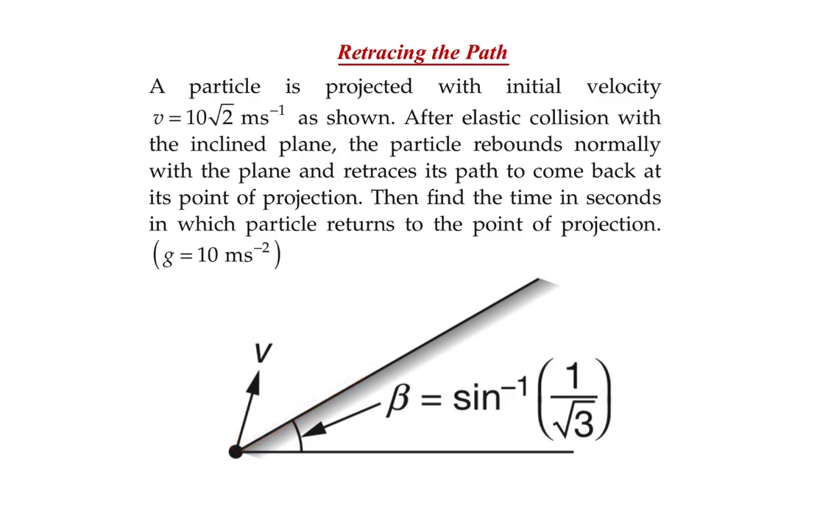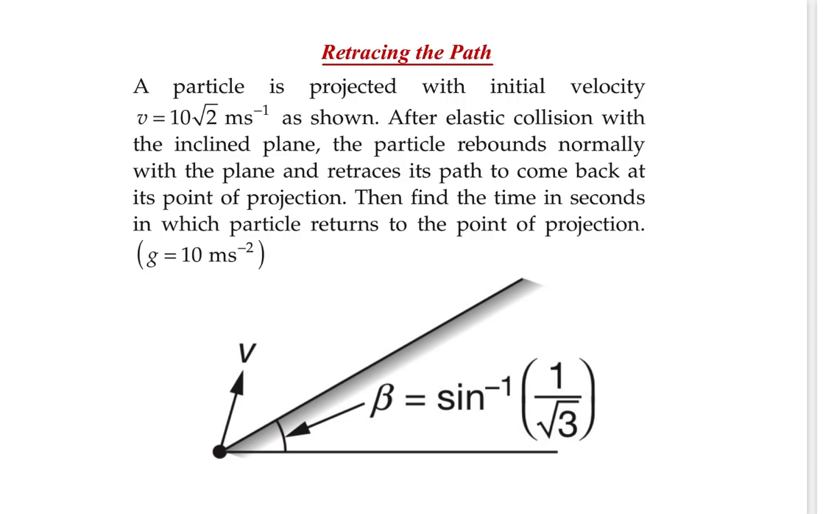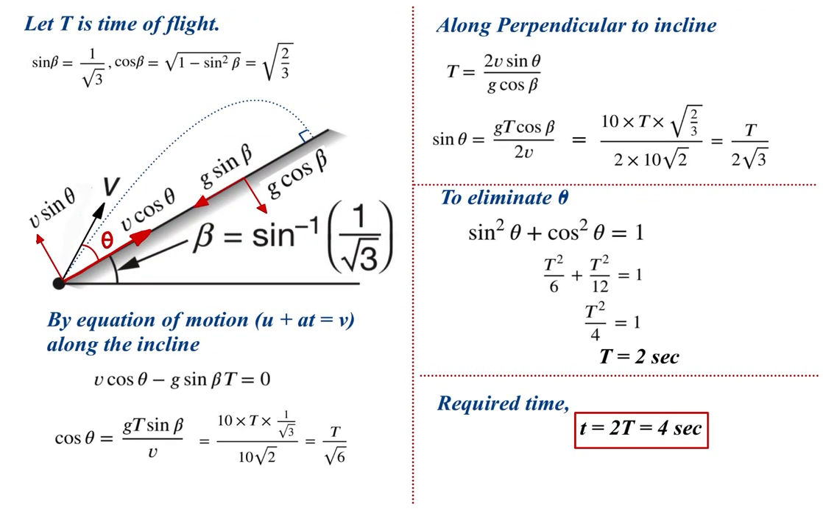As we can see, parallel to incline, the initial velocity is v cos theta, and when it strikes this surface, it strikes normally. So there is no component along the incline. Therefore, the final velocity along this direction is 0. So basically, this is the situation. This particle strikes normally and then retraces its path. Let us assume that the time of flight, to go from this point to this point, is capital T.